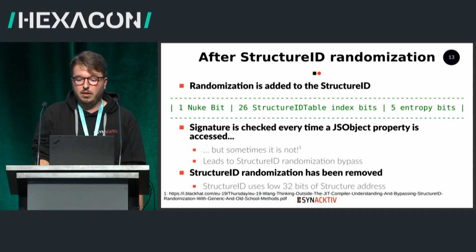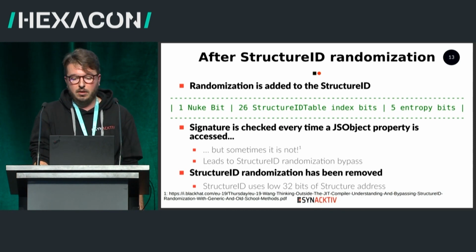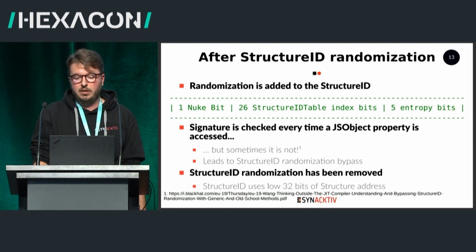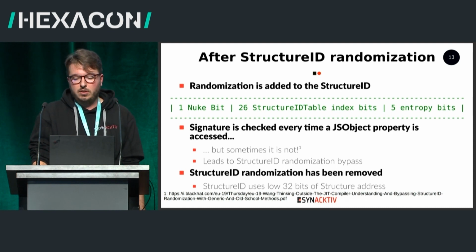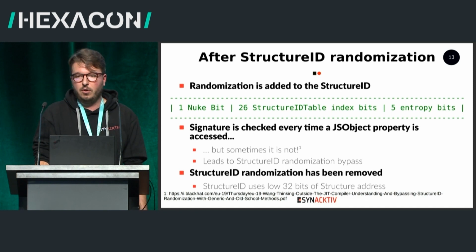But sometimes the structure ID is not used, and this behavior leads to some structure ID randomization bypasses. Today, structure ID randomization has been removed, and the structure ID is just the low 32 bits of the structure pointer.